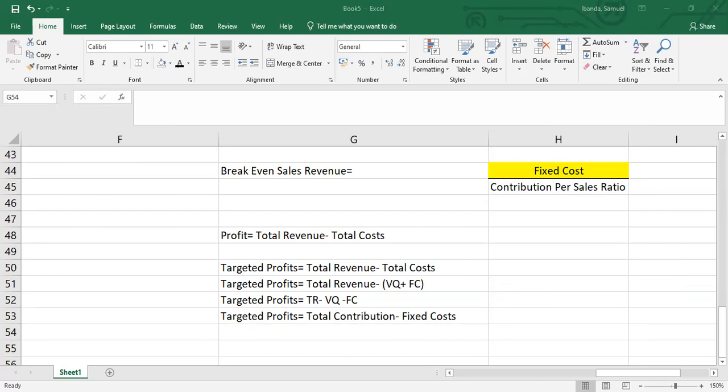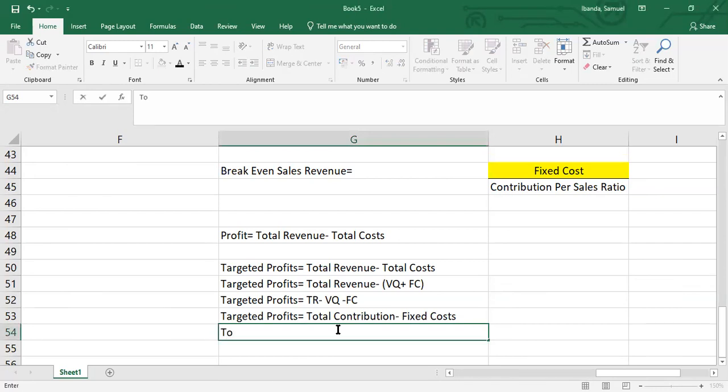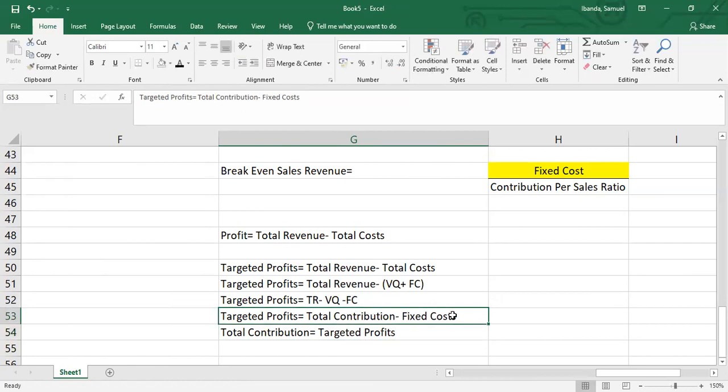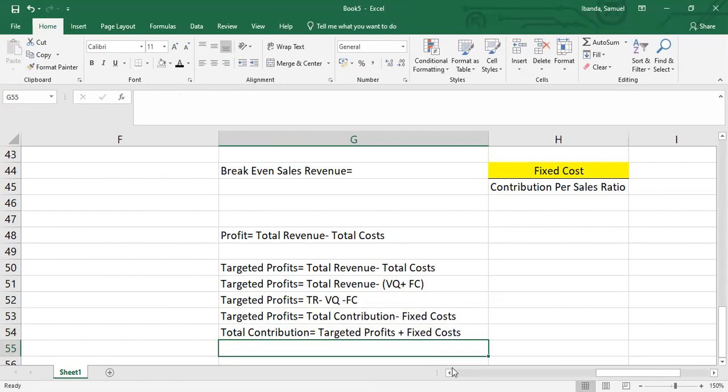You can try to make total contribution the subject here, where you have your total contribution is the same thing as targeted profits. Now what I'm trying to do is take these fixed costs to the other side. So I'll pick this and take it this side. So that's why I'm trying for total contribution to now equal targeted profits plus fixed costs. Like that. So that can also be how this can be. You get it, huh?